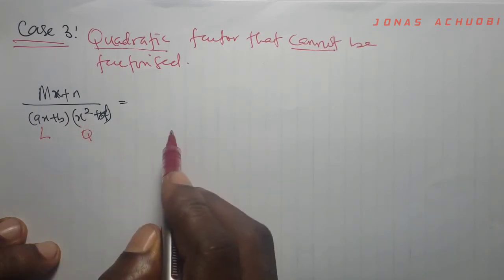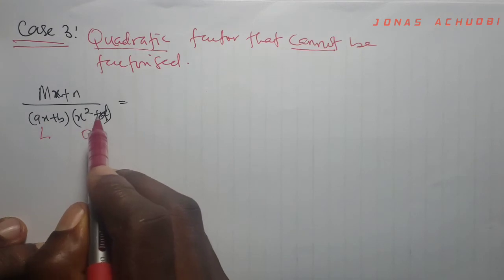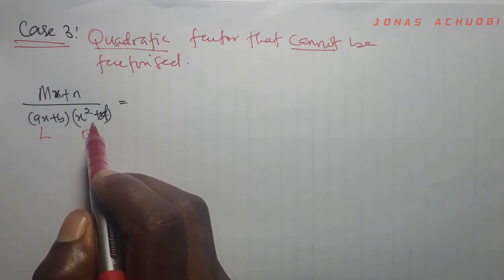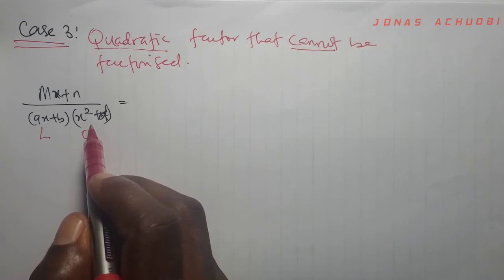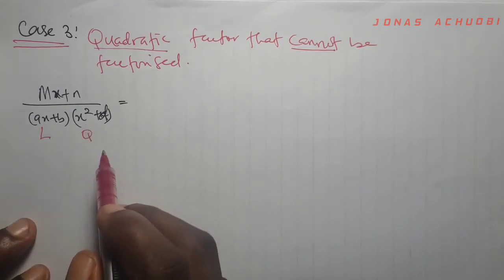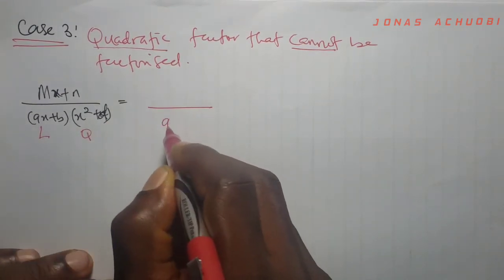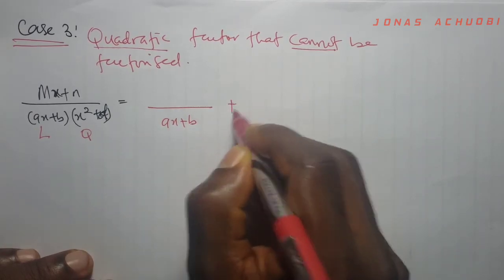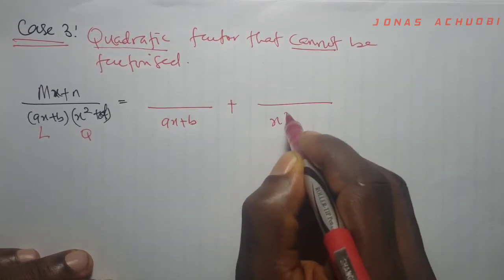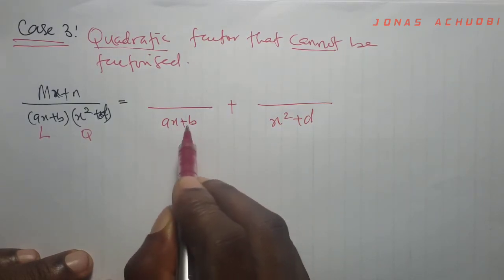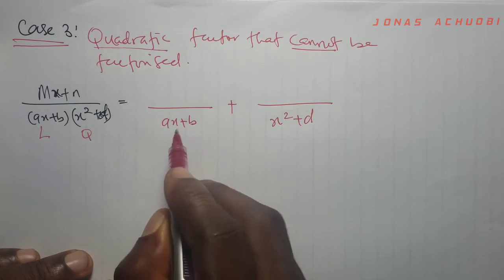Now the method we're going to apply here is a method in which the quadratic factor cannot be factorized, because some can be. And of course, where it is factorizable, it is advised that we should always try to factorize. However, some will not be factorizable. And when that happens, we write the following. Our first factor is ax plus b, plus our second factor is x squared plus d. This factor is linear, that means it is of degree 1, a polynomial of degree 1. So what should be up?